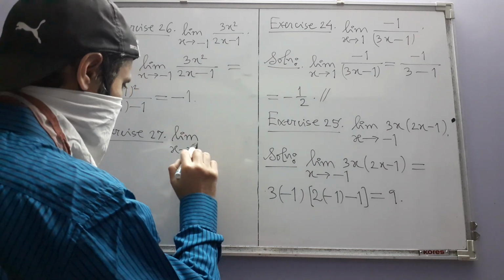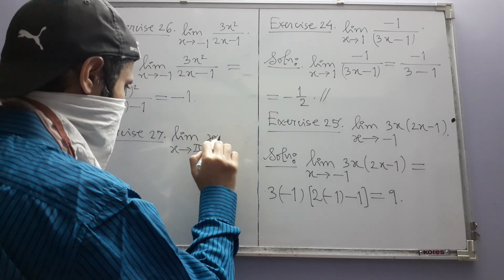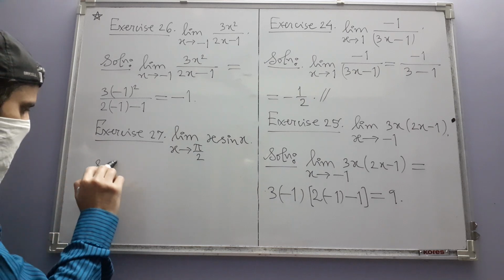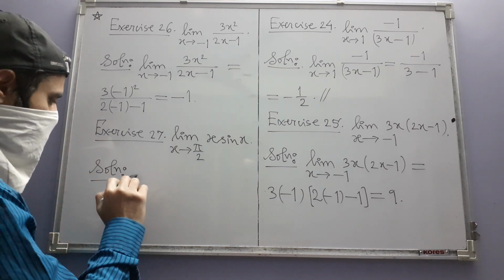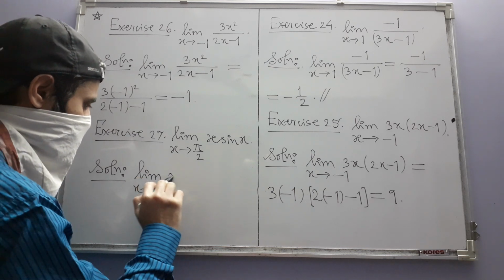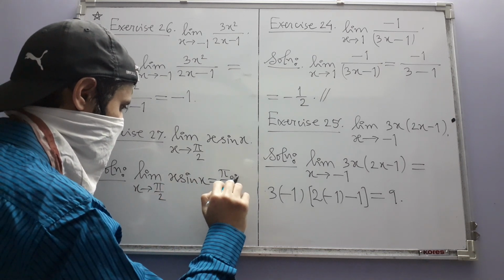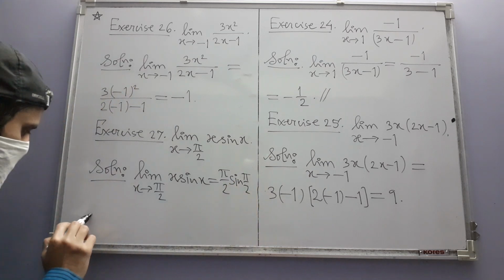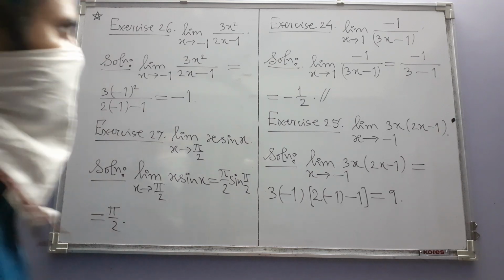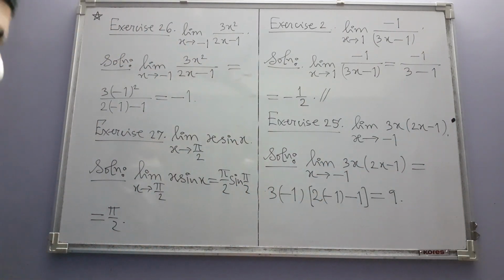X is approaching pi over 2, and the function is x sine x. So here the limit is pi over 2. And the last one is 28.